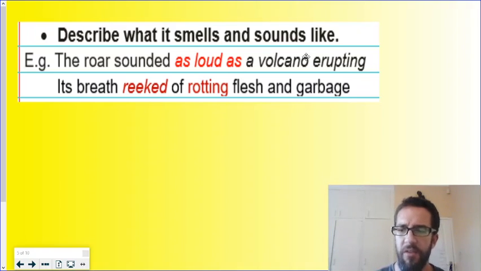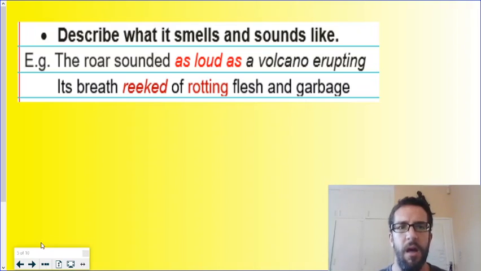Is it as loud as someone screaming? Or is it as loud as a building collapsing? Or is it as loud as a volcano erupting? Those are all different kinds of loud, but each one of them describes in its own way how loud that creature or character is. So it's important that you tell me and compare it, because that gives you a really good idea of how loud this thing is.